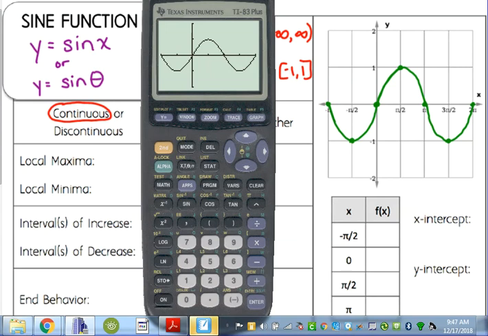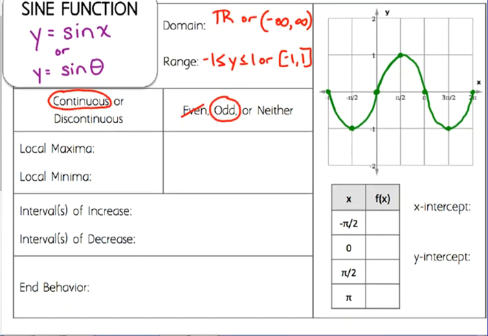Okay. Also, based on what I just got, I can fill in that table. At -pi/2, the y value is -1. At 0, the y value is 0. At pi/2, the y value is 1. At pi, the value is 0. So those are just a few select values from our graph. It doesn't tell us everything, but I'll put them in table form.